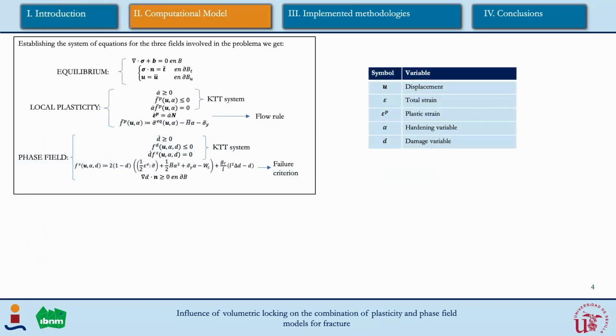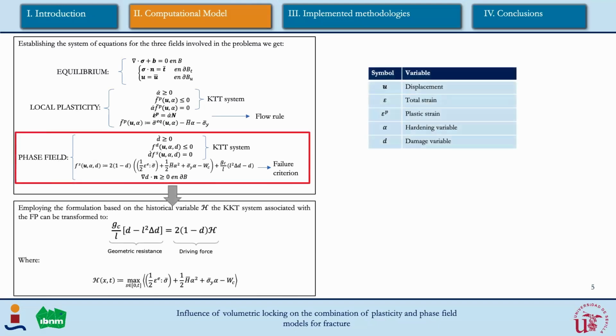As for the system of equations, we can group them in three groups: the equilibrium, the local plasticity, if we are not taking into account the non-local plasticity model for now, and the phase field. For the phase field model, we can replace the Karush-Kuhn-Tucker conditions with a single evolution equation that is ruled by a new variable, H, the historic variable that depends on the elastic energy and the plastic dissipative energy, and we can also add an energetic barrier known as a threshold.